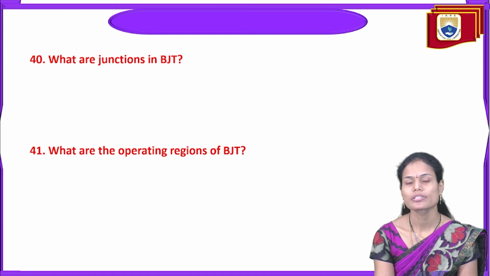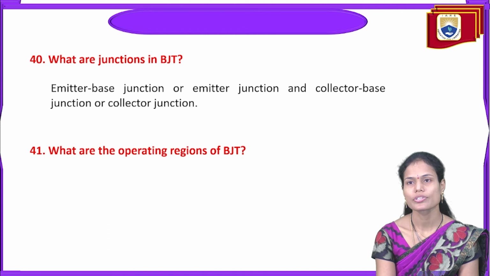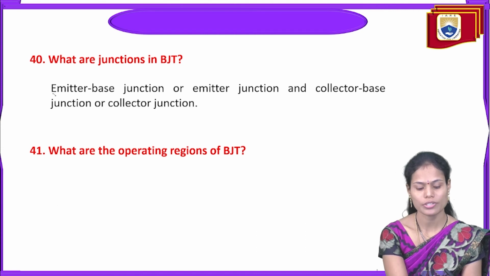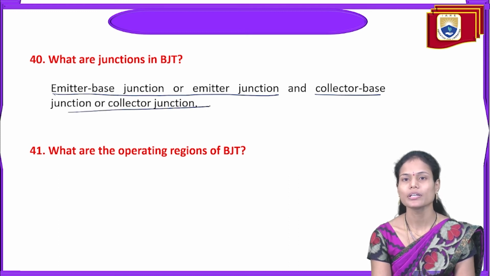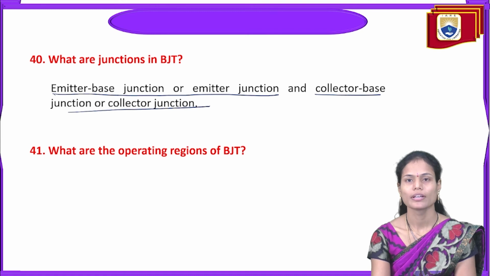What are the junctions present in a bipolar junction transistor? Two junctions are present: the emitter base junction or emitter junction, and the collector base junction or collector junction.